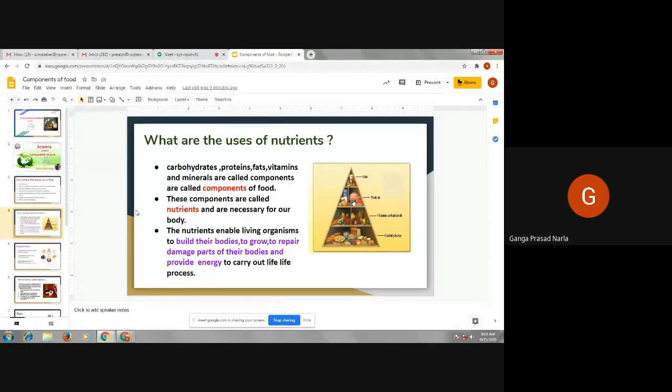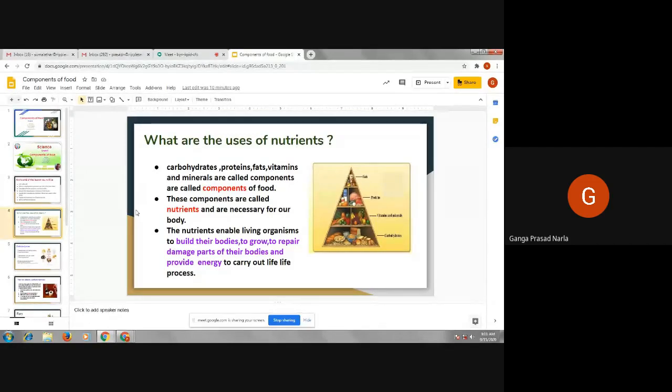What are nutrients? Carbohydrates, proteins, fats, vitamins, and minerals. These are the components of food, also called nutrients, and they are very necessary to our body. What are the uses? They build our body, help it grow, repair damaged parts of the body, and provide energy. These are the overall uses of nutrients.